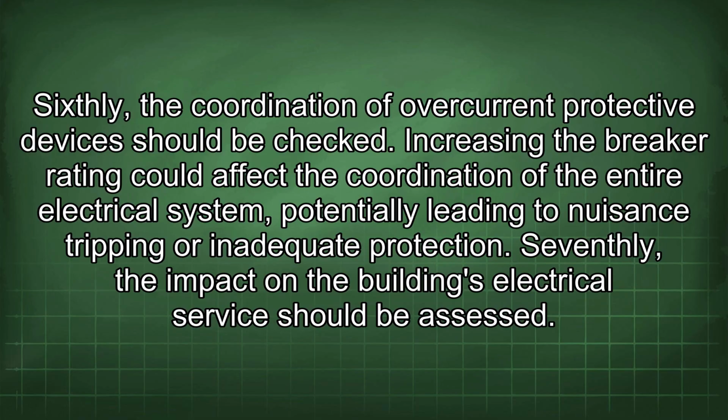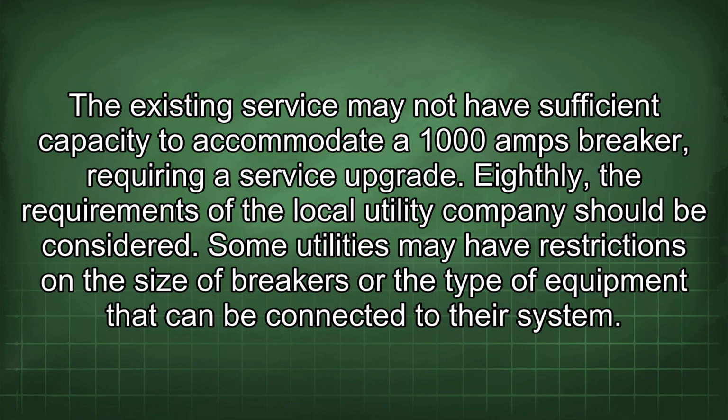Sixthly, the coordination of overcurrent protective devices should be checked. Increasing the breaker rating could affect the coordination of the entire electrical system, potentially leading to nuisance tripping or inadequate protection. Seventhly, the impact on the building's electrical service should be assessed. The existing service may not have sufficient capacity to accommodate a 1000 amp breaker, requiring a service upgrade. Eighthly, the requirements of the local utility company should be considered. Some utilities may have restrictions on the size of breakers or the type of equipment that can be connected to their system.